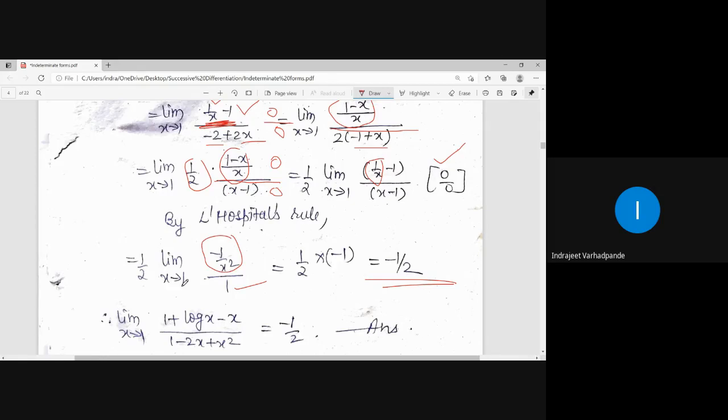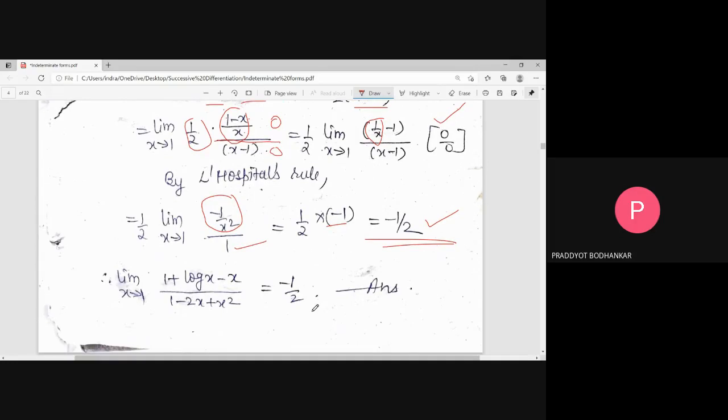1 by 2 multiplied by limit x tending to 1 of minus 1 upon x square whole divided by 1. So 1 by 2 into minus 1, that is minus 1 by 2. Is this the correct answer? Yes, sir. Minus 1 by 2.